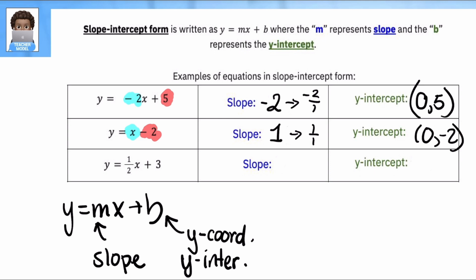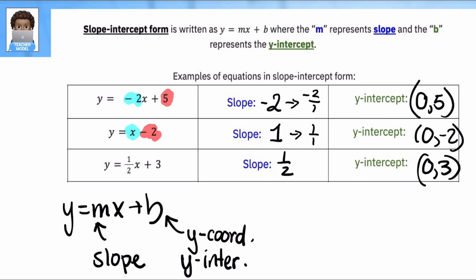Try the last one, jot it down. Okay, there you have it. Slope is 1/2, intercept 0, 3. And that's it. Now, it is possible that you might see an equation written without a b.